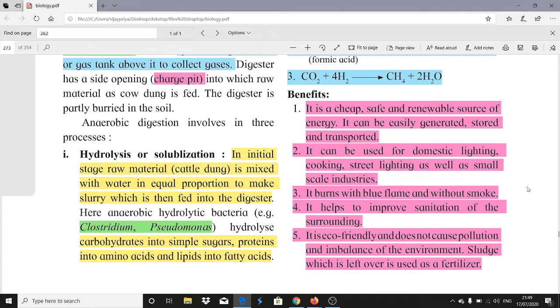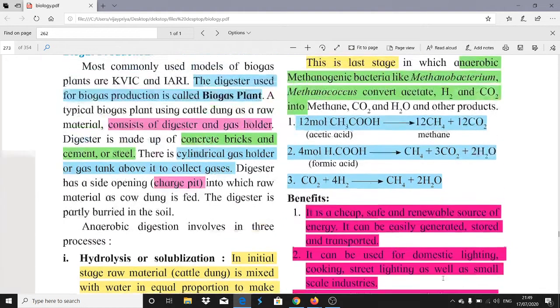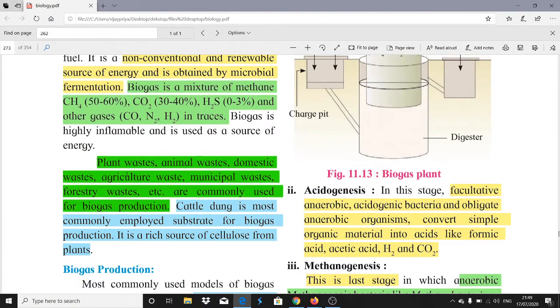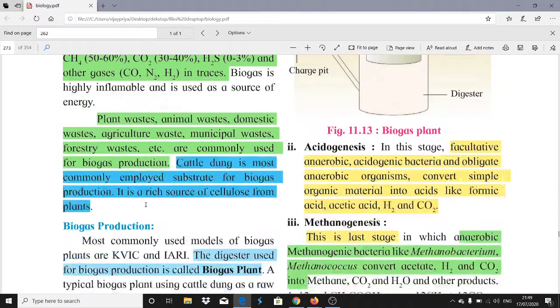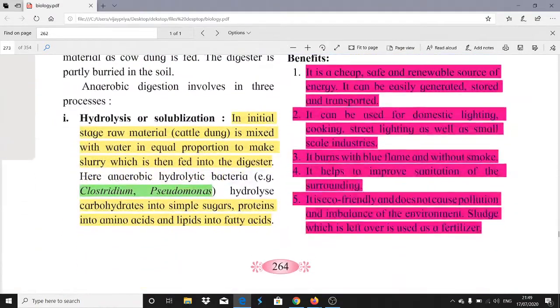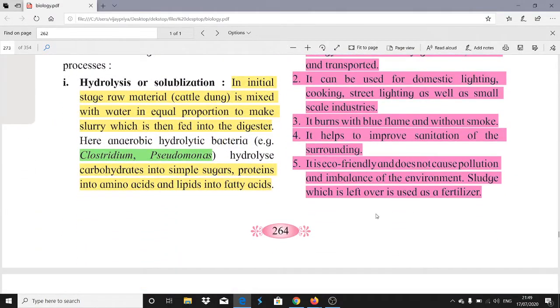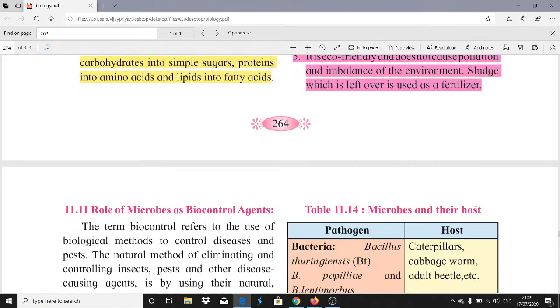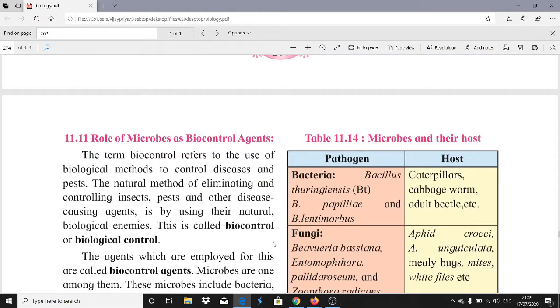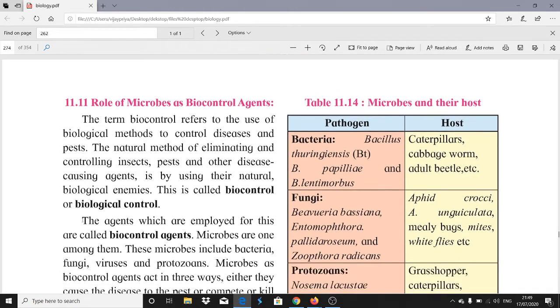Sludge which is left over is used as fertilizer. So we have studied that whatever waste is collected is added to produce this biogas. So all this leftover is used as a fertilizer. So these are the basic benefits, you can say, of the biogas plant.